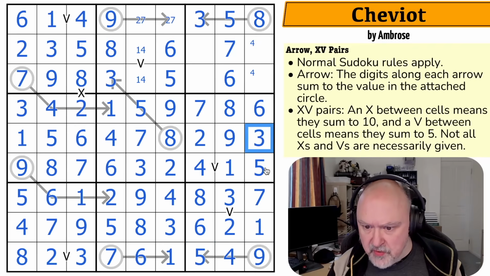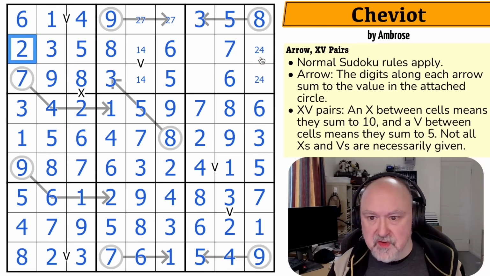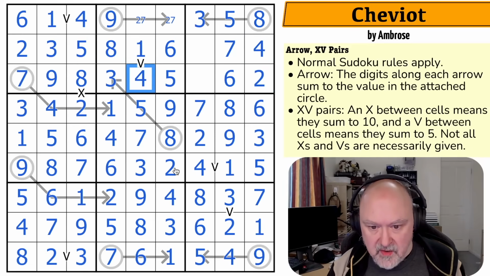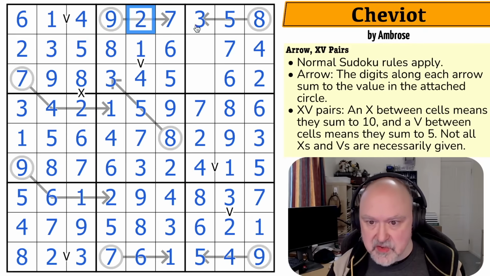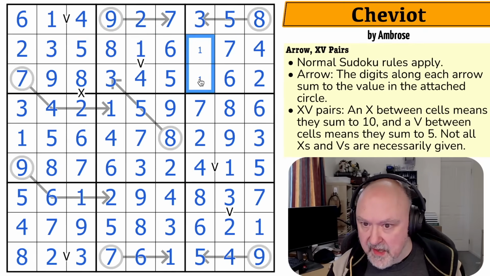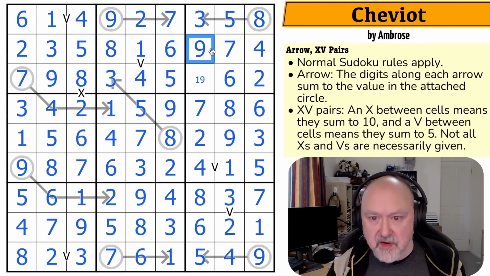1, 2, 3, 4, 5, 6, 7, 8, 9. Yep, these are 2 and 4. And the 2 is looking across, making that the 4 and that the 2. The 4 looks across, making that the 1 and that the 4. The 2 is looking up, making that the 7 and that the 2. These are 1 and 9, and I'll use that 1 to make that the 9 and that the 1.